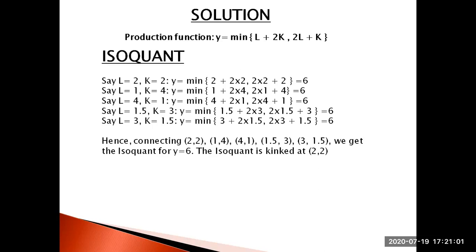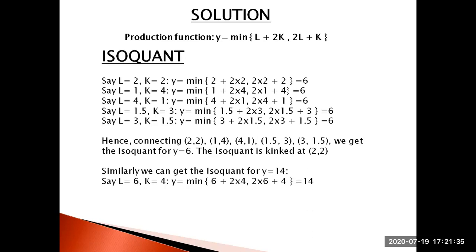Now, if all these 5 combinations of input give me the same amount of output, which is equal to 6 units of output, then connecting these 5 input combinations of (2, 2), (1, 4), (4, 1), (1.5, 3), (3, 1.5), we will get the iso-quant for y equal to 6. Now, this iso-quant for y equal to 6 will be kinked at (2, 2). So I'll be showing the diagram for this particular iso-quant, and we'll be showing that this iso-quant for y equal to 6 is kinked at (2, 2).